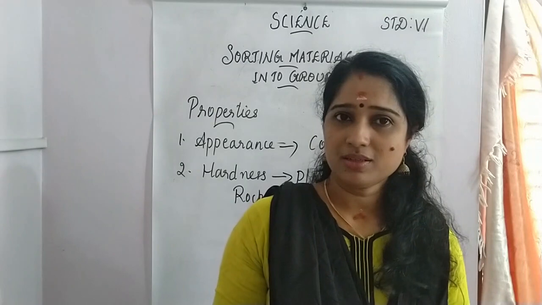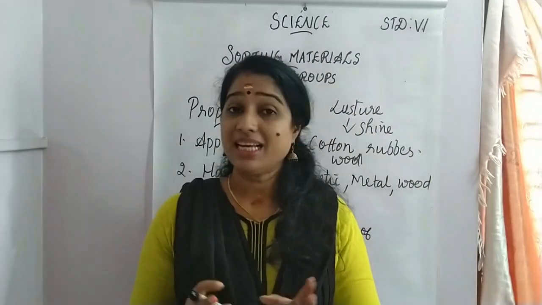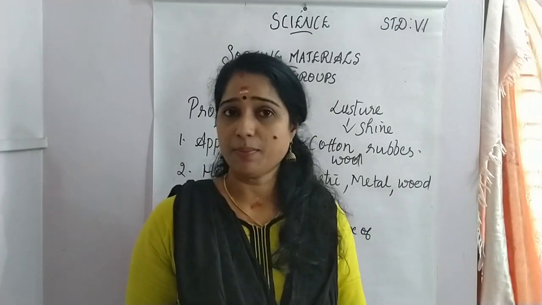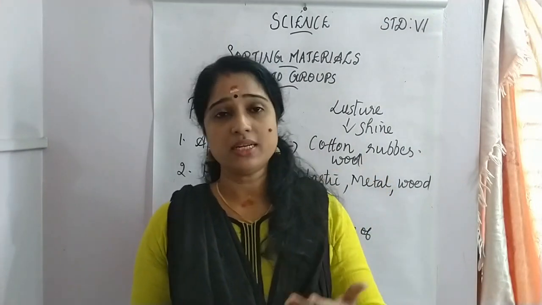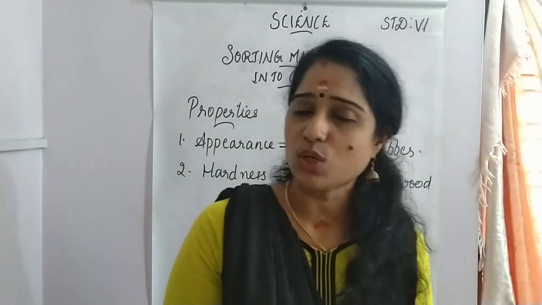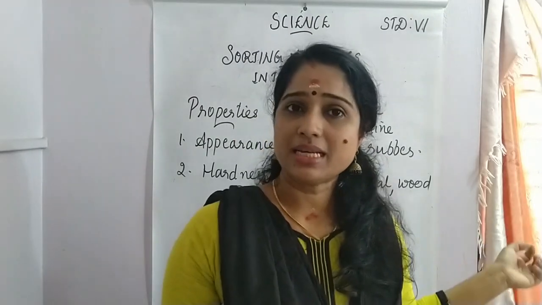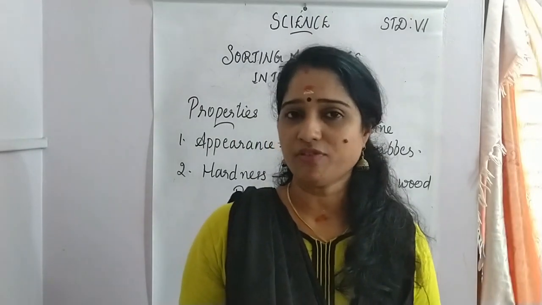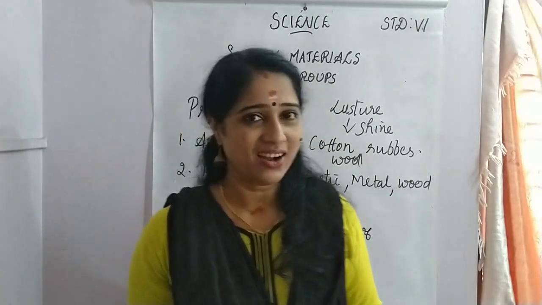So dear children, today I hope the sessions that we discussed are clear to you. In the first session we discussed the different types of objects, and why particular materials are used for making particular objects. And now we discussed the two main properties of metal objects also, clear, that is appearance and hardness.